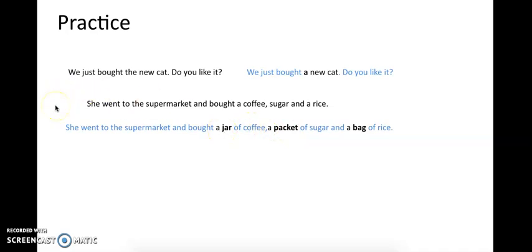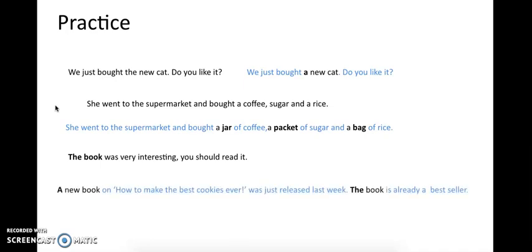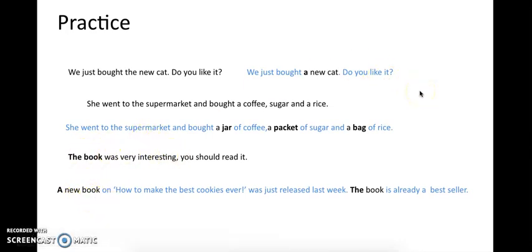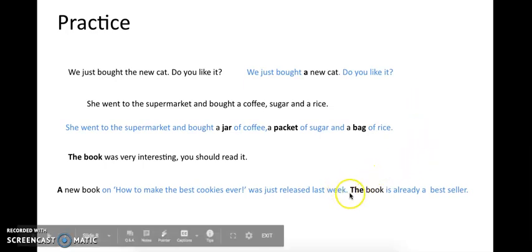Let's do another one. The book was very interesting. You should read it. Is this correct? Not really, because we don't know what book you're talking about. The sentence is correct, but it doesn't make sense to the reader because the reader doesn't know what book you're talking about. So it will be more correct in this type of sentence.